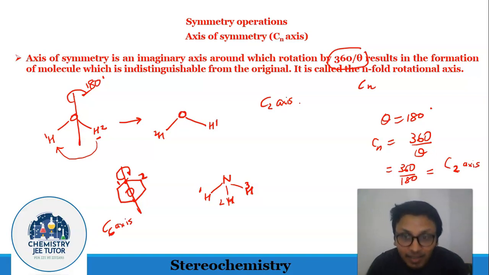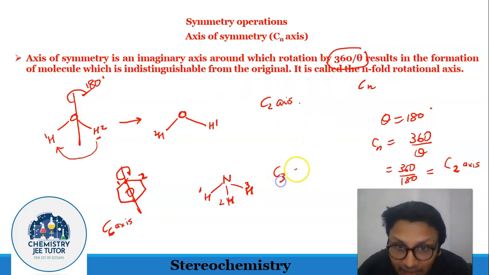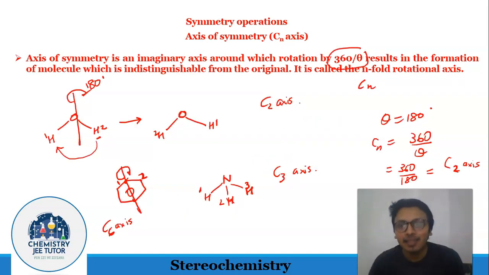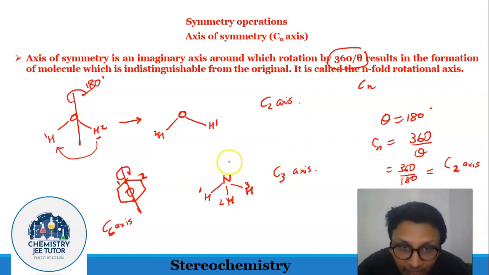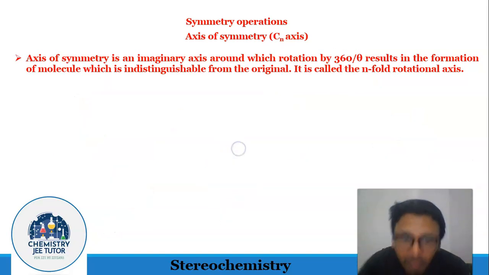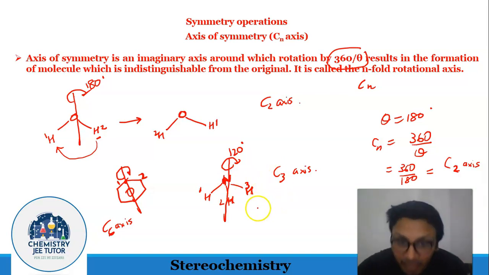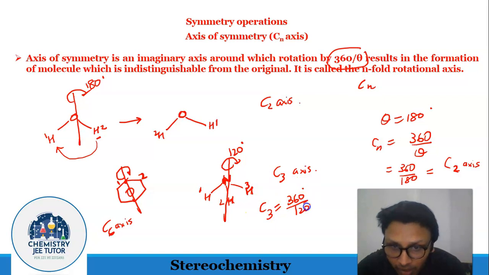So we are rotating by 120 degree. So what axis is it? It is a C3 axis. So ammonia has a C3 axis because on rotating the molecule by 120 degree, the hydrogens interchange their positions, but nitrogen remains where it is. And so it is a C3 axis. Why C3? Because we are dividing 360 by 120 degree. This comes to 3, so we have an n-fold axis or a C3 axis.